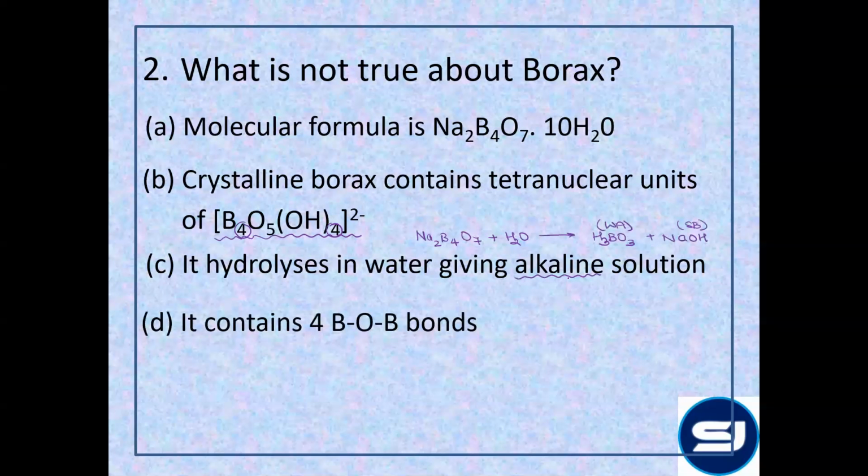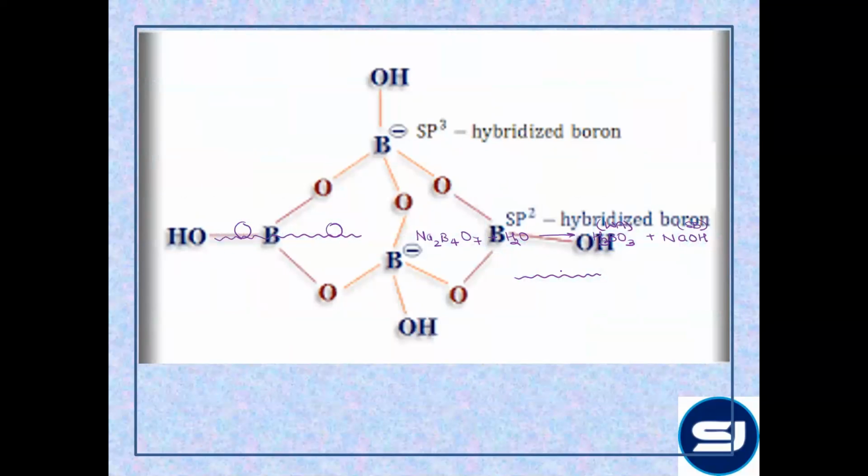It contains 4 B-O-B bonds. Now, obviously, if options A, B and C are true statements, then this can't be a true statement. So the answer is option D. Now, can you tell me how many B-O-B linkages were actually present? 5. 5. And here you go with the structure.